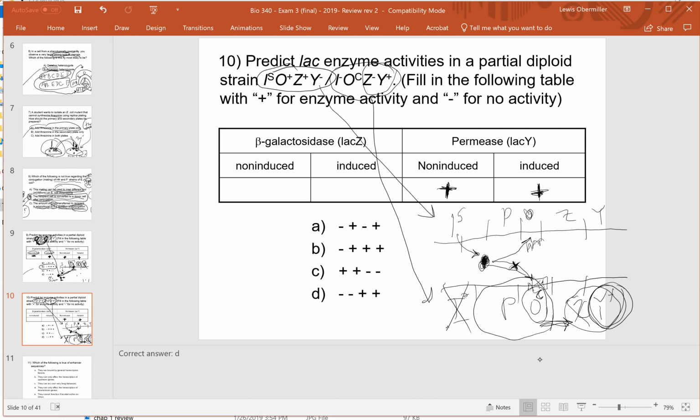Now, super repressors are weird because the effector molecule, which is lactose, right? When lactose is present, it would change the shape and cause it to not bind to this operator. But lactose doesn't stop it. So this repressor, because it's a super repressor, and this operator, because it's a normal operator, this would stick to it. So no matter what, these would get turned off. So it doesn't matter if this is plus or minus, they're both going to be minus.